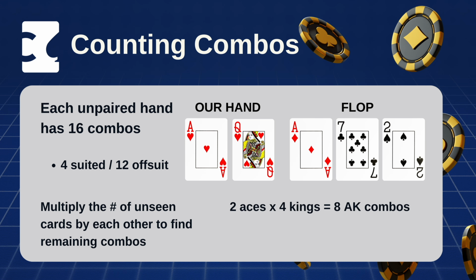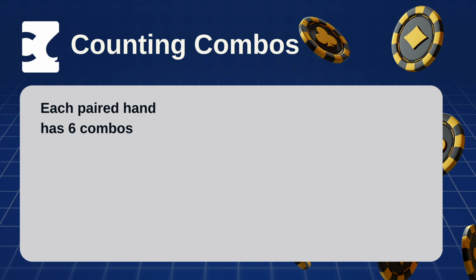So 2 aces times 4 kings equals 8. Also, there would be 2 suited combos since we have the Ace of Hearts and the board has the Ace of Diamonds. It leaves the spade and club combos: 2 suited combos and 6 offsuit combos to equal 8 total combos. Paired hands have 6 combos.